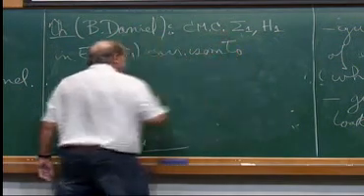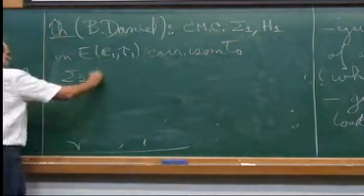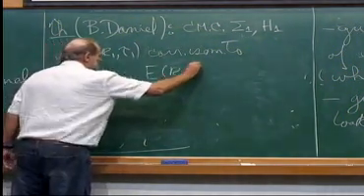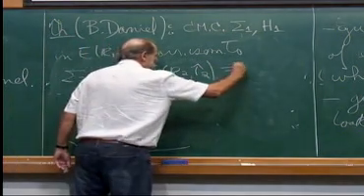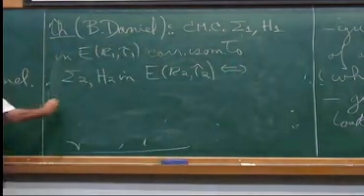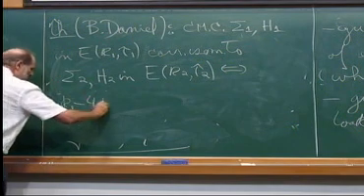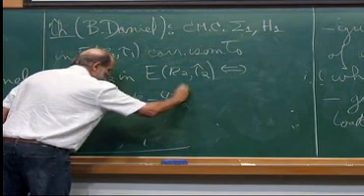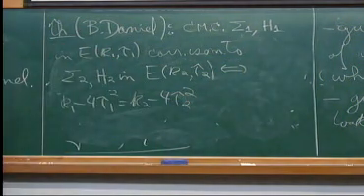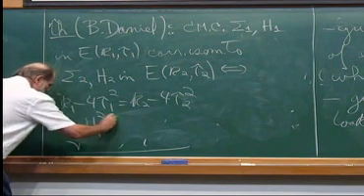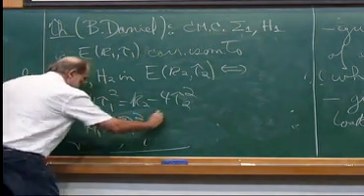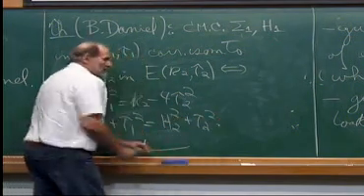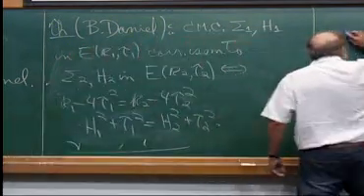to Sigma 2 with mean curvature H2 in the homogeneous space E of kappa 2, tau 2 if and only if, first of all, kappa 1 minus 4 tau 1 squared is equal to kappa 2 minus 4 tau 2 squared. And secondly, H1 squared plus tau 1 squared is equal to H2 squared plus tau 2 squared. Let's look at what this means.